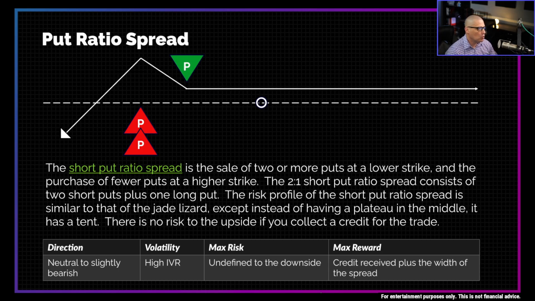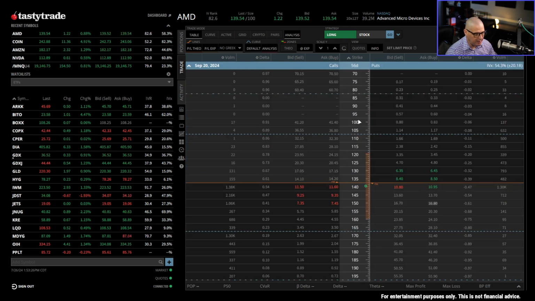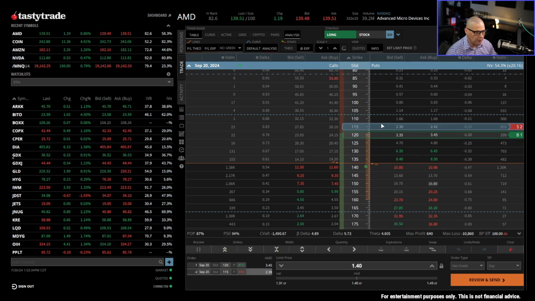When it comes to max reward on a ratio spread, the max reward is the credit you receive plus the width of the debit spread. So the width of the spread here. And I can actually show you this in action. If I go to my trading platform, of course, I'm using tastytrade as my trading platform. If I go into the options chain, I'm on AMD right now. Let's go into the 56 DTE options chain, and let me just quickly put on a put ratio spread. So I'll buy this put and then I'll sell two of these puts.